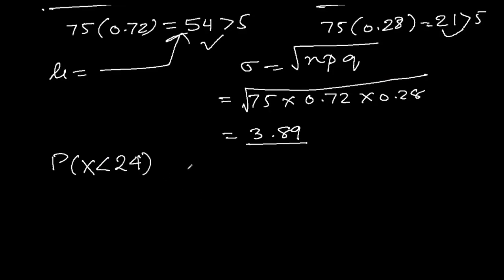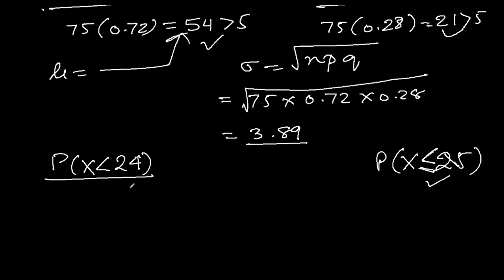Now if you remember, in normal distribution we said if we write probability x is less than or equal to some number, say 2.5, it's okay. You write less than or less than or equal to, it does not matter. But in discrete, we cannot have 24.89 or 23.85. So what do we do? We want to have less than 24. That means it should be probability of x is less than or equal to 23. Isn't that clear?